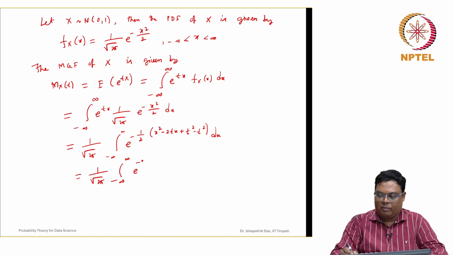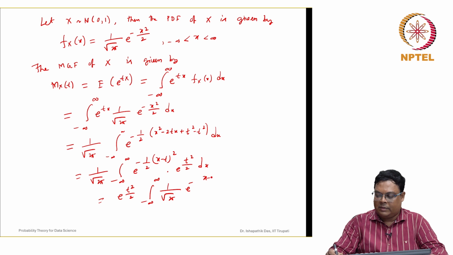So this is 1 by root 2 pi, the integral from minus infinity to plus infinity of e to the power of minus 1 by 2 times (x square minus 2tx plus t square), which can be written as (x minus t) whole square, with the minus and plus, e to the power of t square by 2, and then dx. So this is a constant, e to the power of t square by 2. So the integral from minus infinity to plus infinity of 1 by root 2 pi, e to the power of minus (x minus t) whole square by 2 dx.